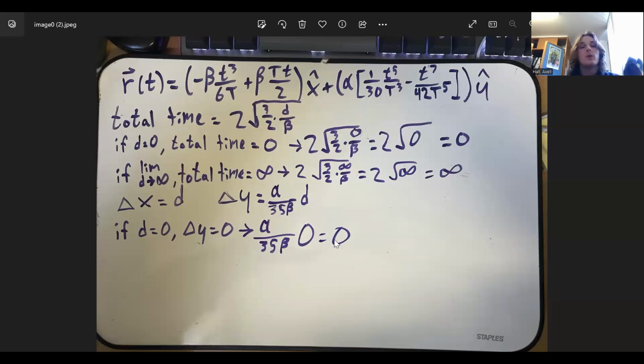And we could find the limit as d approaches infinity for this one as well. However, it would just give us infinity, which isn't super helpful. And then delta x equals d, we already know this because it's given to us, but if we want to test it, delta x equals d at d equals 0 is just going to equal 0, which once again also makes sense because it is not going to be moving at all.